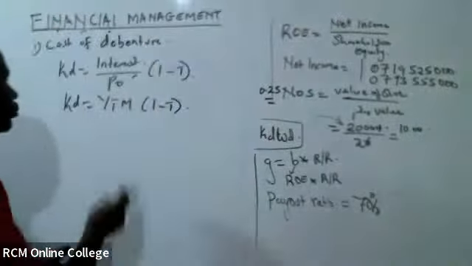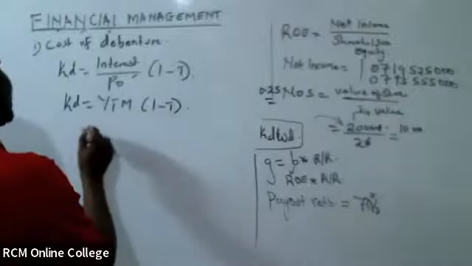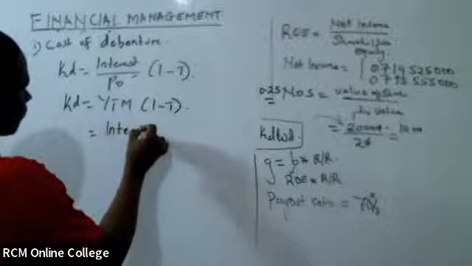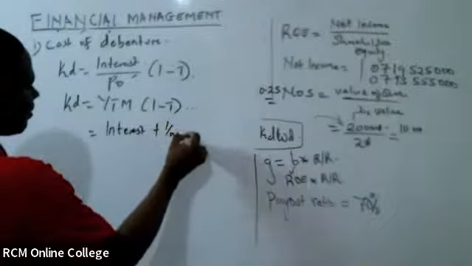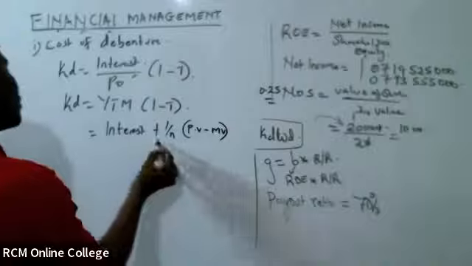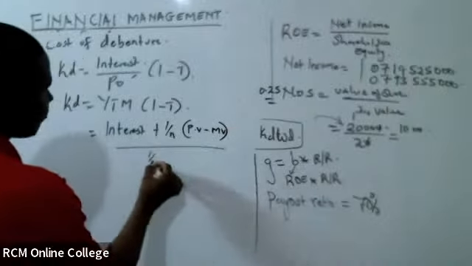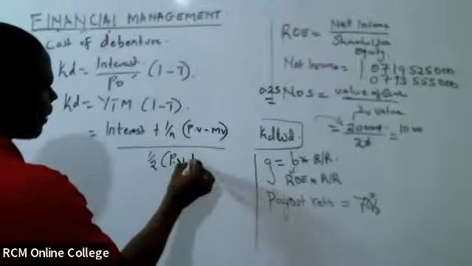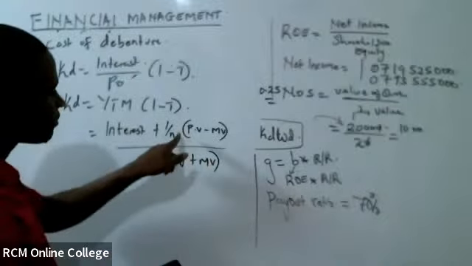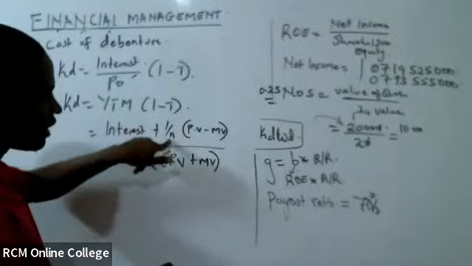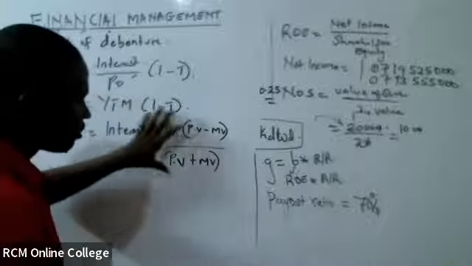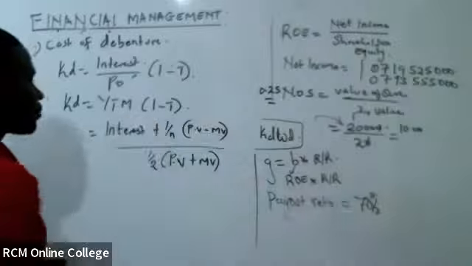Class, please note this. YTM, which stands for yield to maturity, its formula is given by this. Yield to maturity is the interest plus 1 over n of par value minus market value, and then you divide by a half of par value plus market value. This is a very important formula. Here, n is the number of periods. For the KD of the redeemable debenture this is the formula, and whatever you get, you adjust for tax.